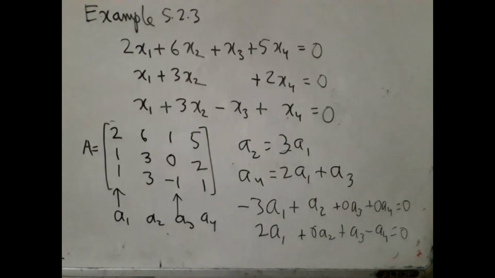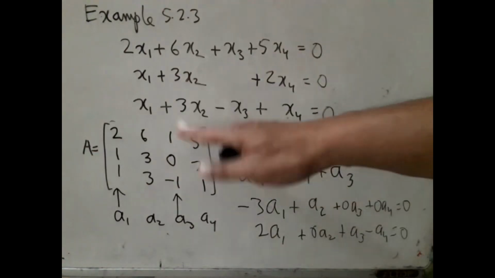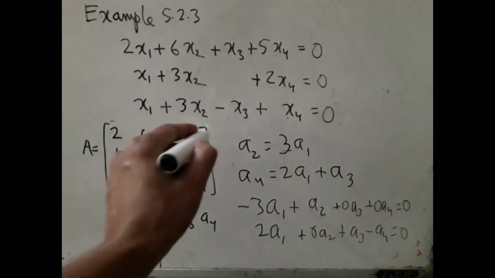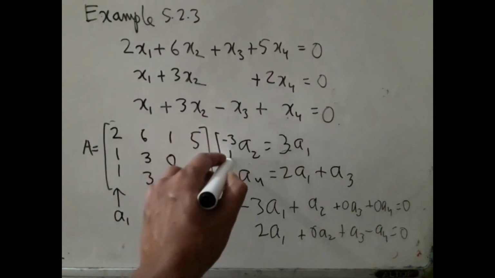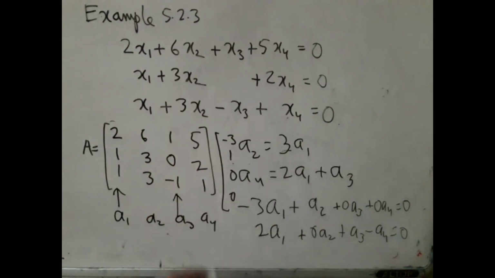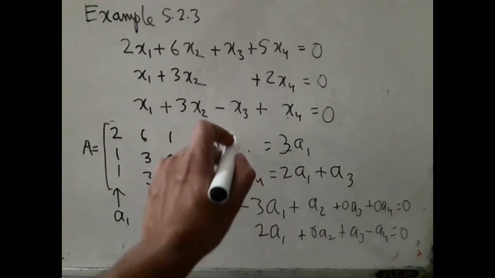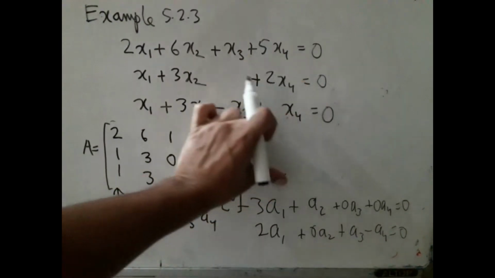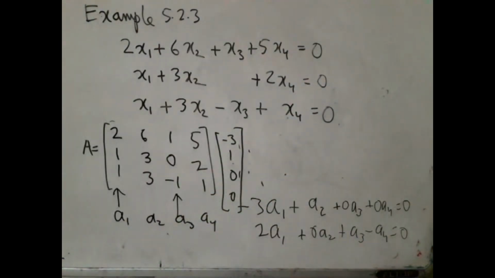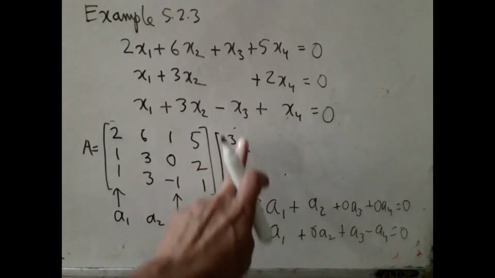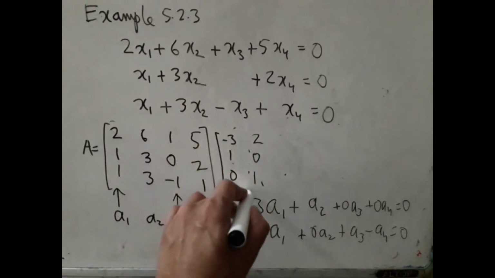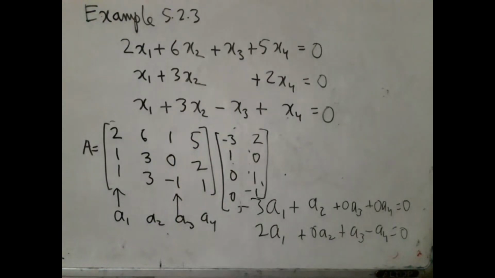Now a linear combination of the columns of A can be written as A times x. So here the coefficients are minus 3, 1, 0, 0, which means if I write minus 3, 1, 0, 0, then I will get the 0 vector. In other words, I have obtained one vector in the null space. Similarly, if I use these as my coefficients, 2, 0, 1, minus 1, then that will give me another vector in the null space of A.